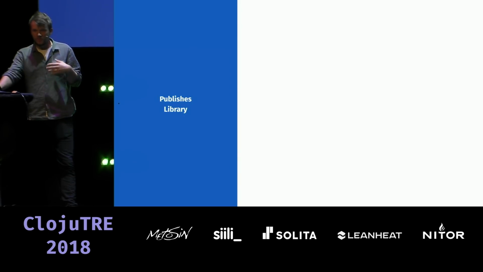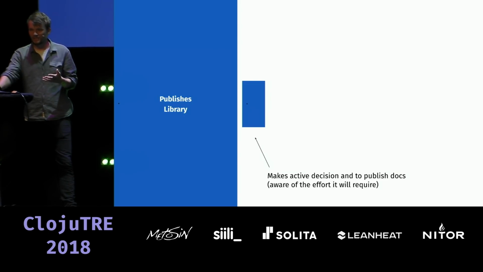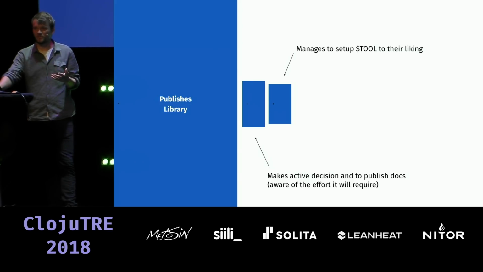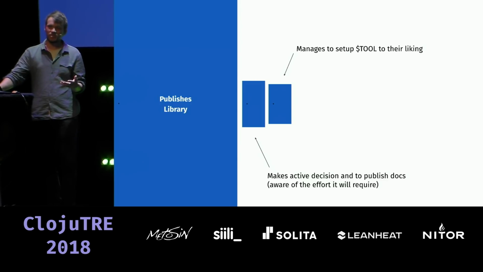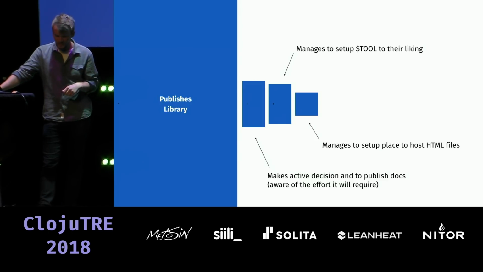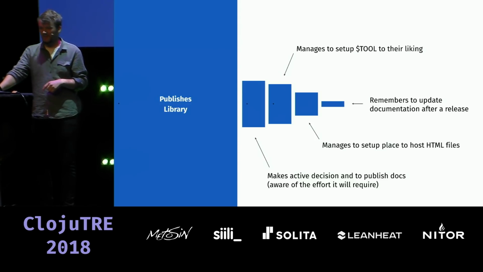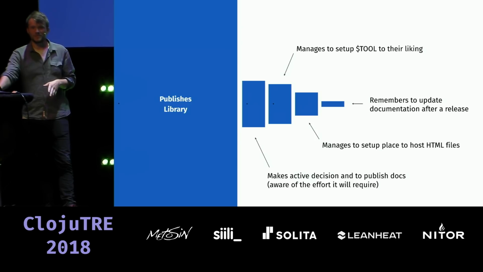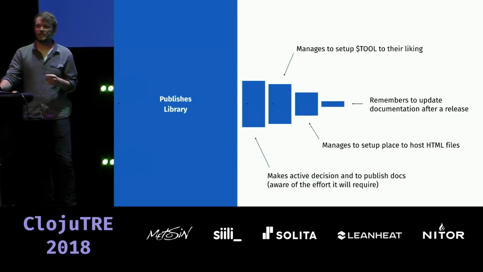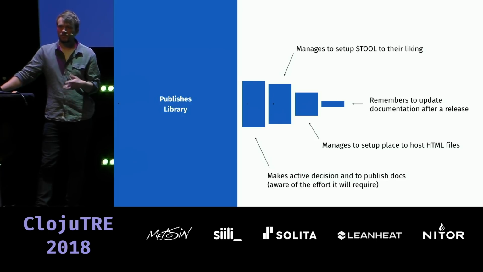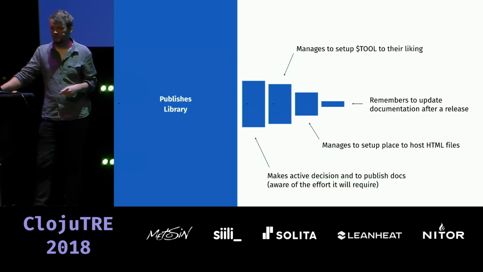Now, some of those people get stuck setting up the right tool. Some of those people get stuck when setting up the place where they can put the HTML files that this tool generates. And of all of those people that are left in this funnel, most of them forget to upgrade the documentation once they publish a new release. So I think it's fair to say that there's friction at every step in that process, and that friction eventually leads to an ecosystem where we have a lot of libraries that don't come with human-readable API documentation.